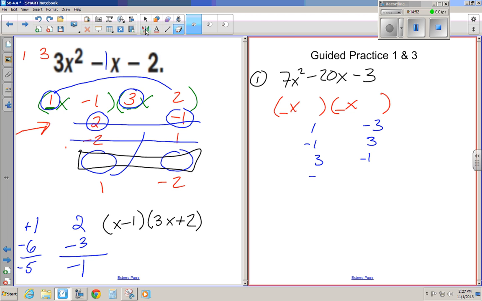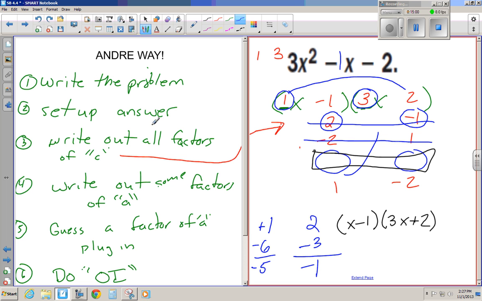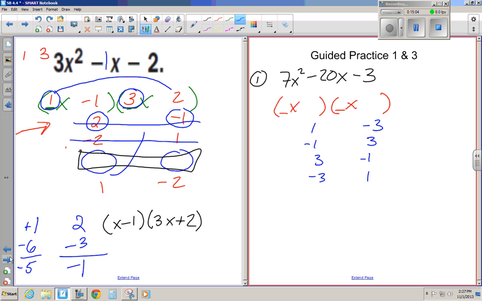So 3, -1, -3, +1. Those are the factors of C. So I wrote it down, set up the problem, factors of C. Write out some factors of A now. Well, the factors of A are just 1, 7. I don't have to do any more than that. So 1 and 7 are my choices.